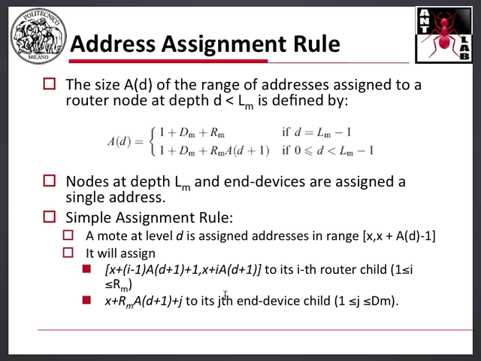Obviously, all the nodes at that L of M, so all the nodes which are the leaves of the tree, they just need one address, because they don't have any further layers underneath.